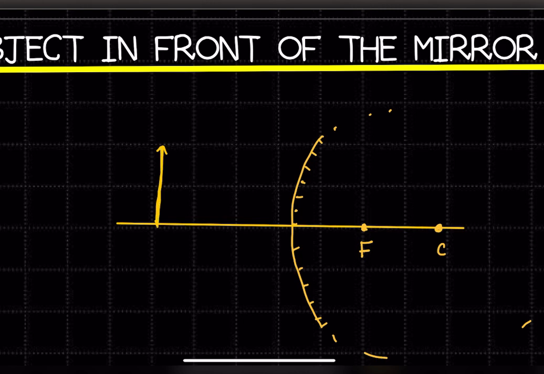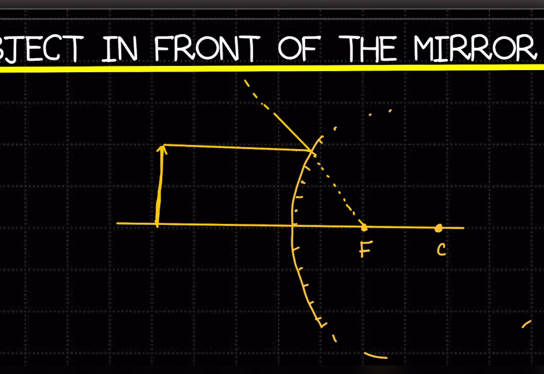Let's apply the rule. Let's say a ray comes parallel. What will happen if a ray comes parallel? Then it will diverge away, right? And if I draw a dotted line, it will be touching the focus. You know the rule, right? Another, let's say I draw a line from this same point and try to touch the center of curvature. If it goes straight, it will touch the center of curvature, then it will go back along the same line.